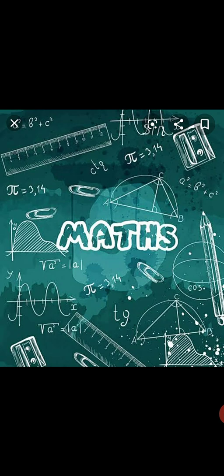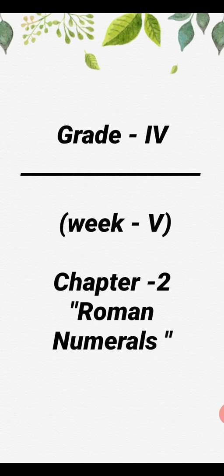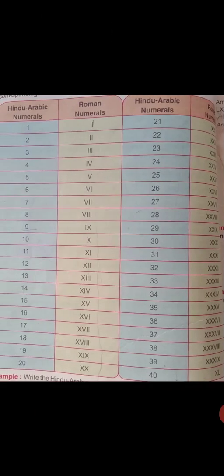Today in our maths class, let's continue with chapter 2 again. The name of the chapter is Roman numerals. I hope you have practiced well from the previous video. Let's come to the concept. Here this chart shows Hindu-Arabic numerals up to 40 and corresponding Roman numerals.